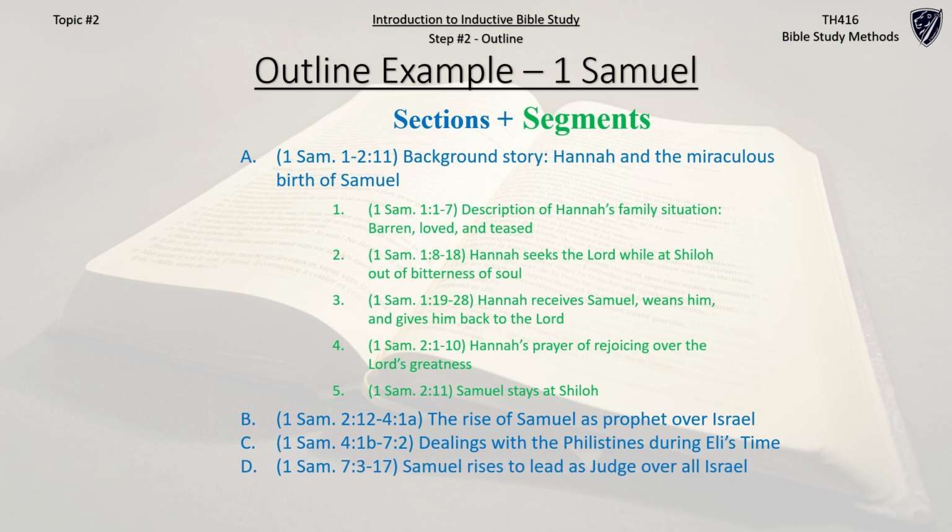Then you've got 1 Samuel 7, verses 3 through 17, which is kind of a small section. That's smaller than a chapter. Again, I did say most of the time it's not smaller than a chapter. In this case, it is. And in this case, it's Samuel's rise to lead as judge over all Israel. Then you've got another piece, chapter 8 through chapter 12. And in this one, Samuel leads Israel as they transition from judges to kings.